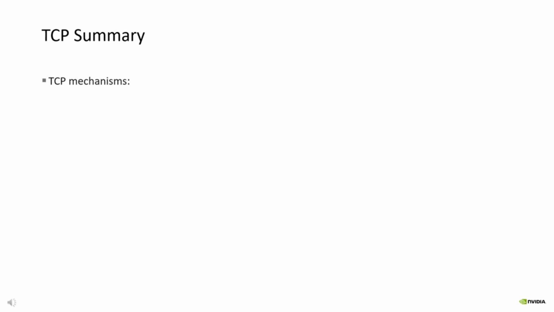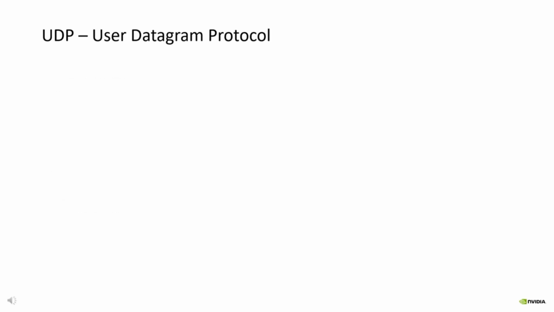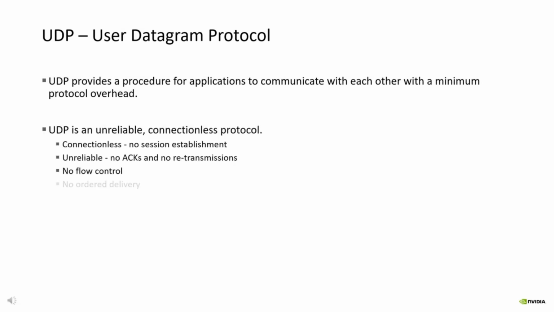We have covered many mechanisms supported by TCP to provide reliability, but it all comes with a price, as TCP consumes more resources, uses more network bandwidth, and results in a slower transfer. User Datagram Protocol, or UDP, on the other hand, allows applications to transfer data with minimum protocol overhead. With UDP, data is continuously sent to the recipient, whether it is ready to receive it or not.